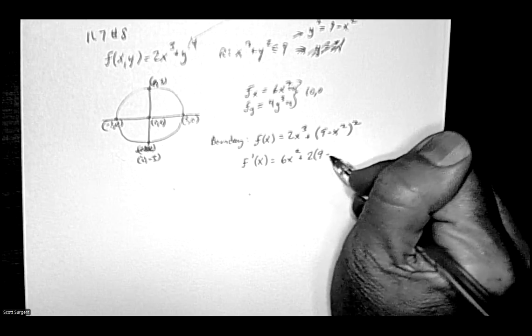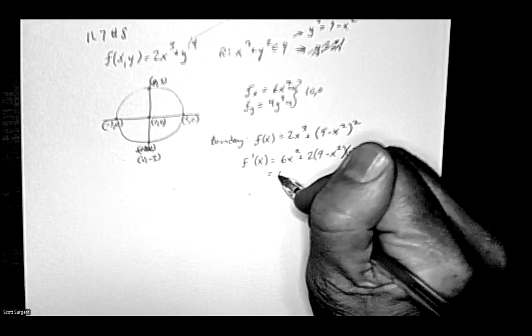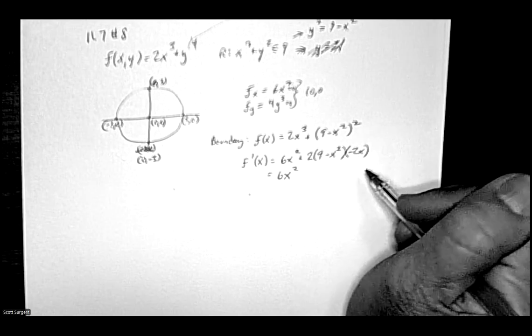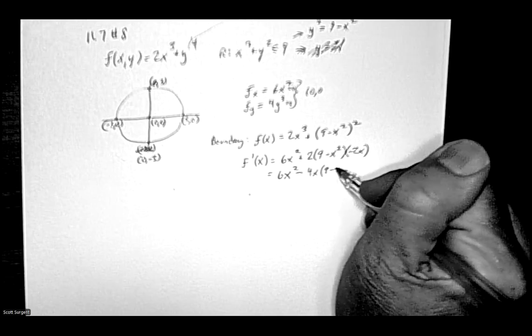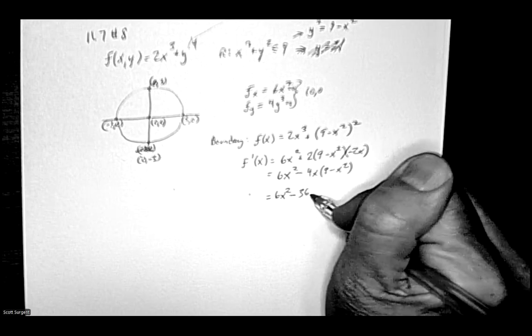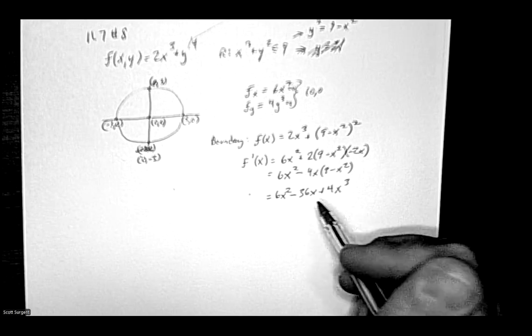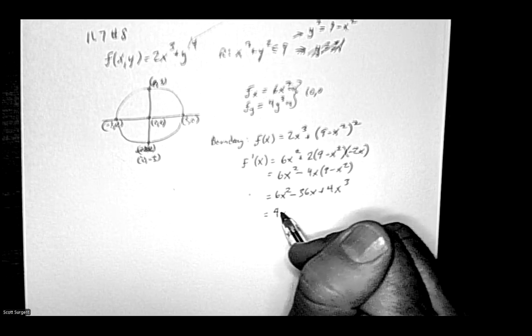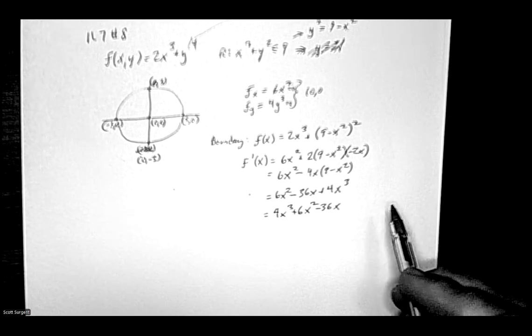So I get 2 times (9 minus x squared) to the first, and then minus 2x, chain rule. Let's see if this cleans up. That's going to be negative 4x times (9 minus x squared) plus 6x squared, take away 36x, plus 4x cubed. Interesting. So we end up getting 4x cubed plus 6x squared, take away 36x.